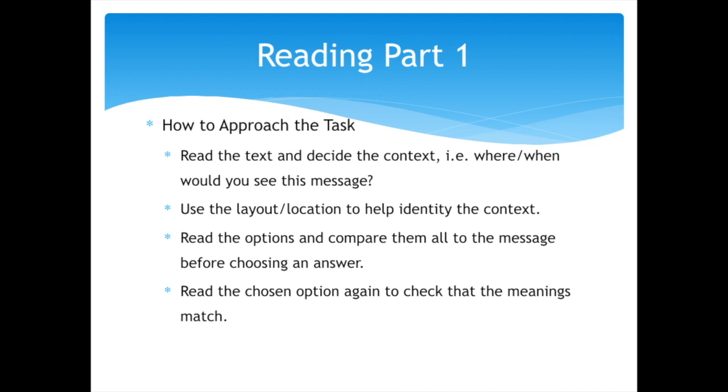And then you should read all of the options, A, B, and C, and compare them all to the message before choosing an answer. It can help to think why this answer is right, but it can also help to think, why is this answer wrong? Why is this incorrect? And then you can eliminate choices and make it easier for yourself. Because you have 3, and if you can eliminate 1, then you're down to just 2 options, 50-50. Or if you can eliminate both, determine that both are wrong, then the answer is obvious. So once you've done that, read the option you've chosen again, just to make sure that it matches.